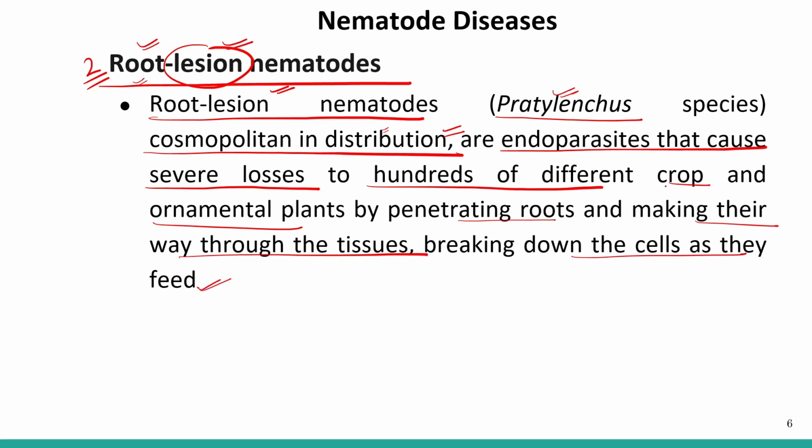So they are present in the roots. They penetrate the root and make their way through the tissues, and they break all the cells where they are invading, where they are actually feeding. So they cause lesions in the roots. We can see the lesions, the debris of the distorted or damaged roots. Due to these lesions, this nematode is called the root lesion nematode, Pratylenchus species.